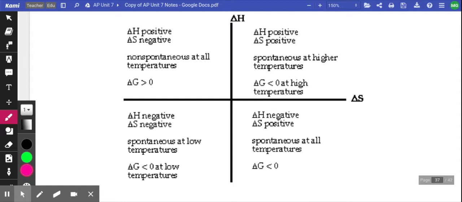Really what we need to know right now is that if delta G is negative, that's favorable, and that will be spontaneous at that temperature. If the delta G is positive, that's not a favorable reaction. That won't happen at that given temperature.